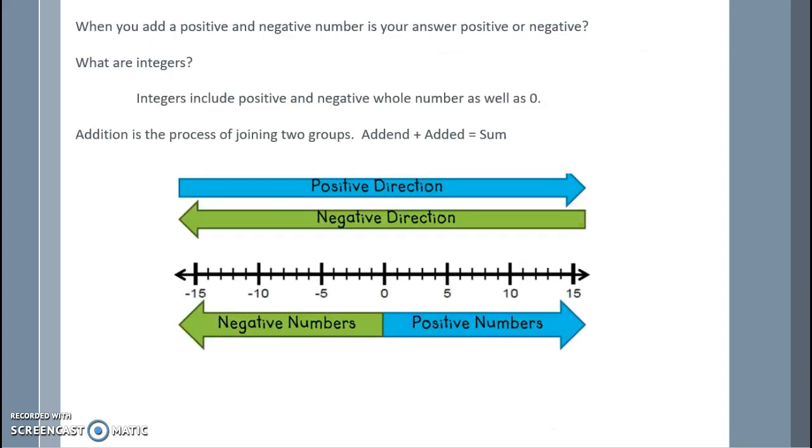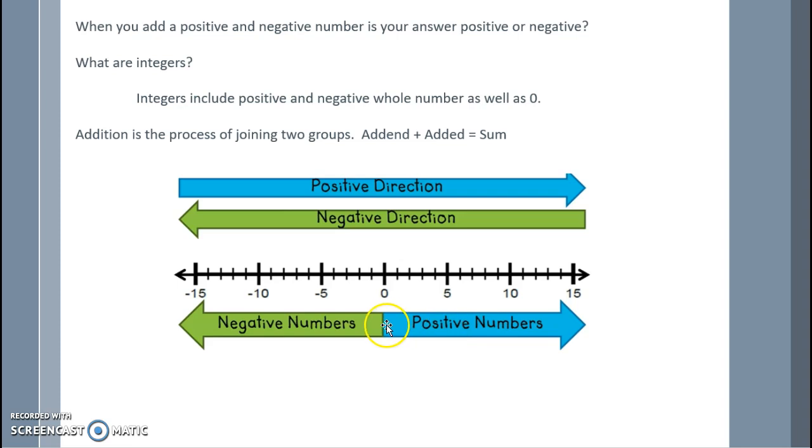When you add positive and negative numbers, is your answer positive or negative? So let's review what integers are. Integers include positive and negative whole numbers as well as 0. Addition is the process of joining two groups, so an addend plus an addend equals the sum.